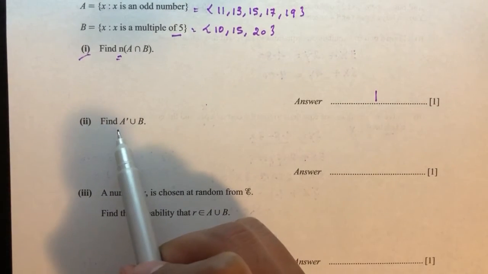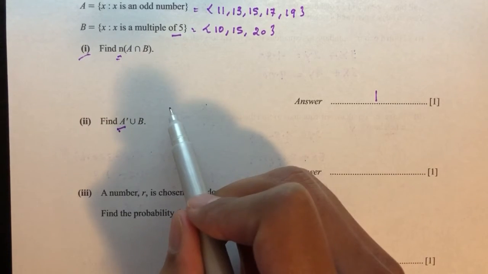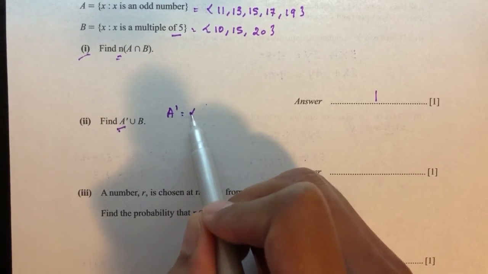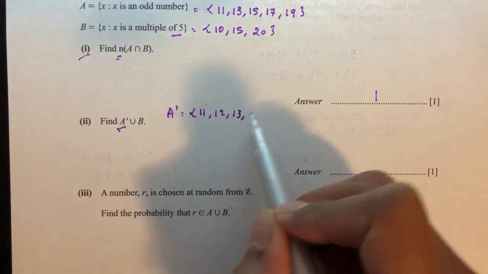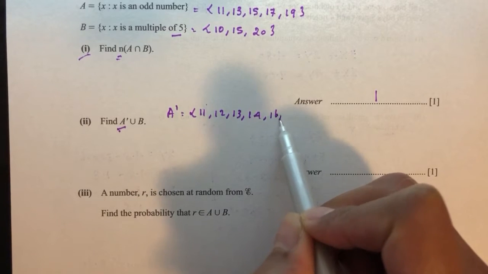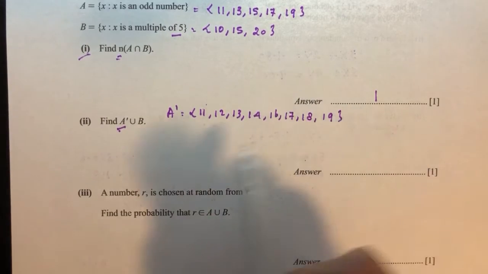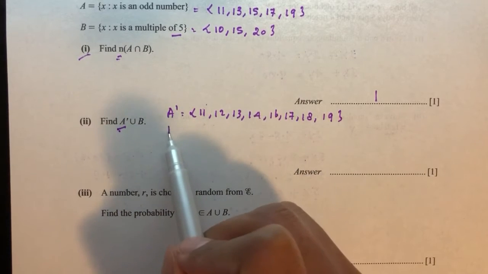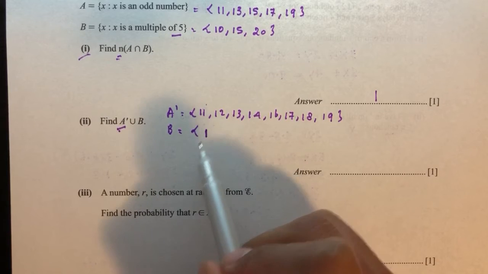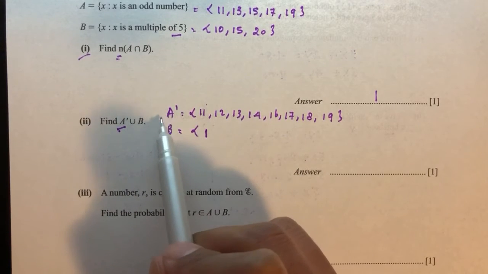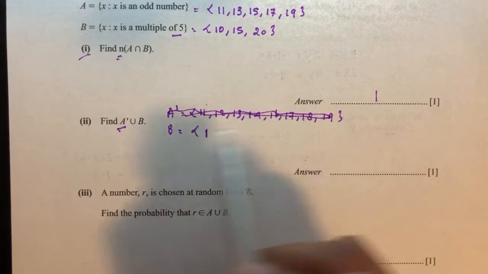Now, what is the set of A prime union B? So let's first find what is in A prime. A prime has 11, 12, 13, 14, 16, 17, 18, and 19. So this will be in A prime, and B has... I made a mistake here. This is not A prime, this is B prime. So let's find A prime.